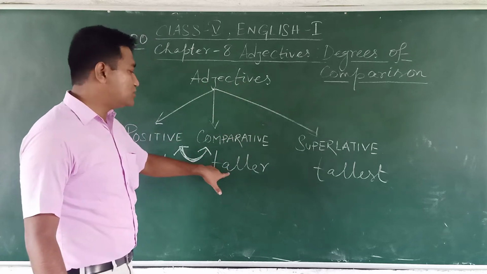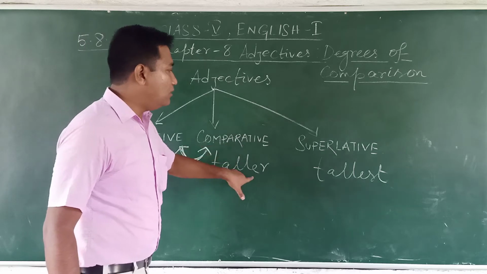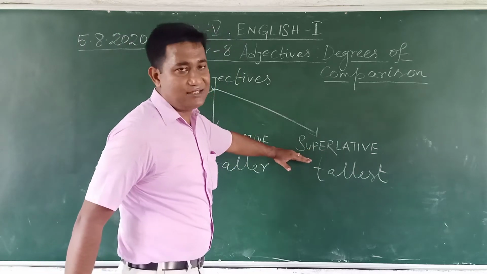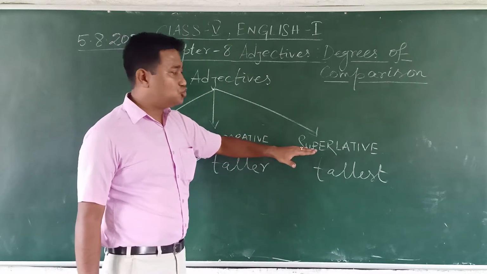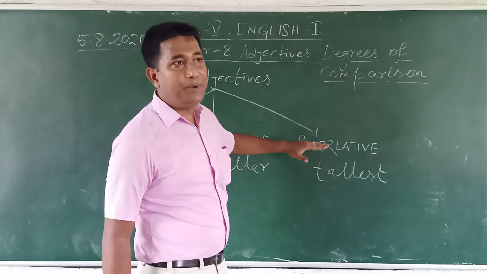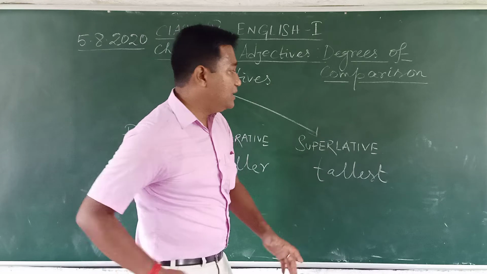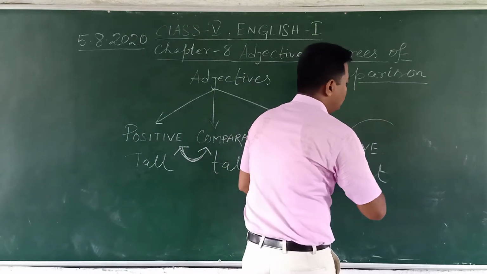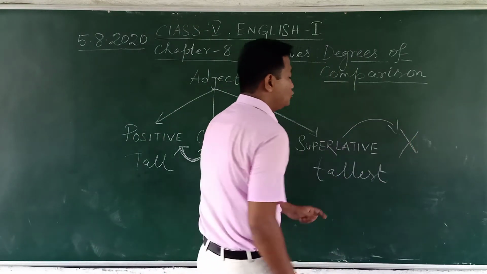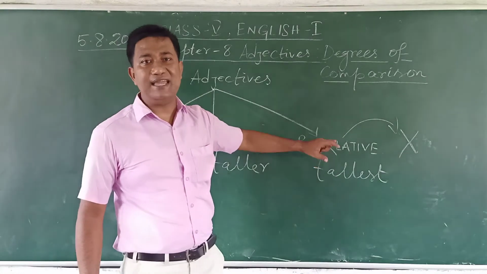Comparative. Okay. So it's called taller here. Now the last one is all about superlative. So superlative degree means what? Superlative means the highest form of an adjective. Highest degree. Beyond this, nothing can go. So this is the last one, highest form, highest degree.